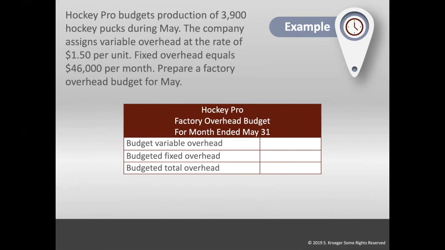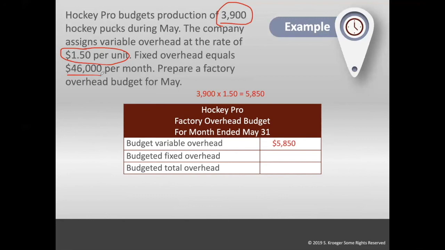Once again, we're adding the variable costs plus the fixed costs. Remember, the variable costs change depending on how many units we produce. The more we produce, the more our variable costs will increase. If we're producing 3,900 units, variable cost is $1.50 per unit. We will multiply this together to get our total variable costs. 3,900 units times $1.50 per unit is $5,850.